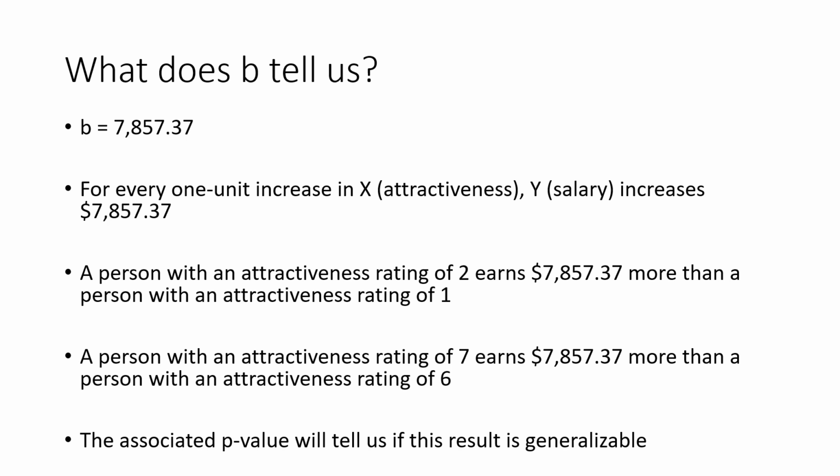Now, the important point to note here is that this is a positive number, and therefore we can assume that there is a positive relationship between x and y. As attractiveness goes up, income also goes up. But again, the point is not whether or not we find a positive relationship in our sample. The point is whether or not the positive relationship in our sample generalizes to the population, and we can only tell that by looking at the p-value that's associated with our coefficient here. And if the p-value is less than 0.05, then we will assume that this result is statistically significant.